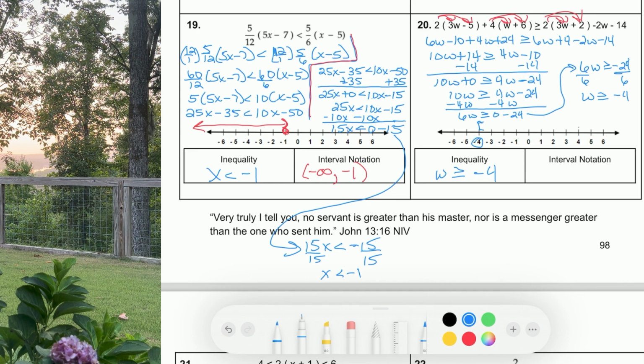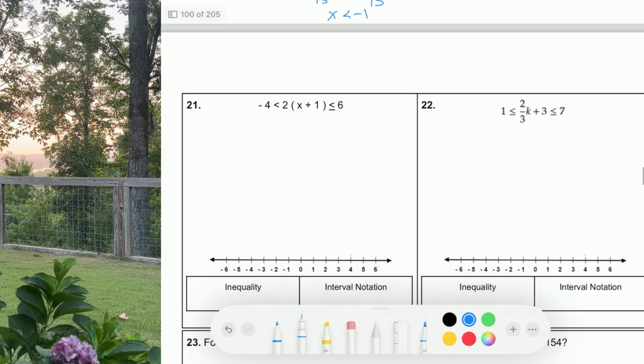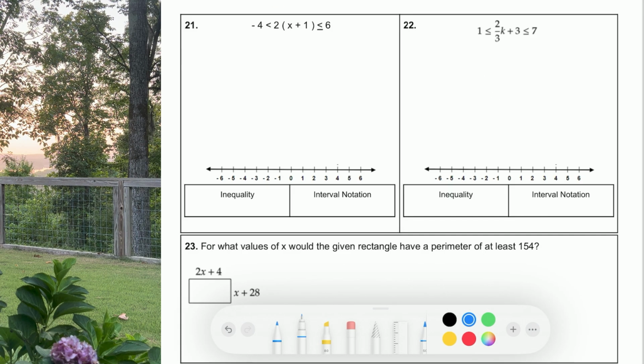Start at that negative 4. I'm going to have a bracket since it's greater than or equal to. It includes that negative 4, and it says it's greater than. So I'm going to go to the right. So I have a bracket, negative 4, comma, positive infinity for number 20. Now let's look at our last 3 practice problems.